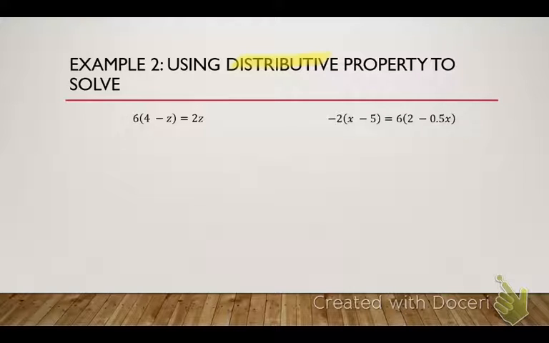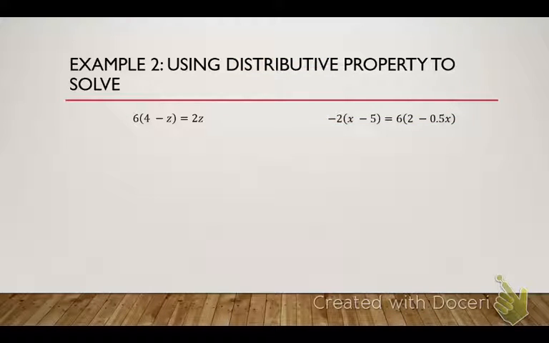Let's jump over to the second problem here. Let's talk about a really common mistake that we see with distributive property. What's negative 2 times x? Negative 2x. What's negative 2 times negative 5? Guys, this is not negative 2 minus 5. It's negative 2 times negative 5, which is 10. Positive 10, or just 10. But we know that if we say 10, that means positive 10, or plus 10. All right, so that's distributive property review.